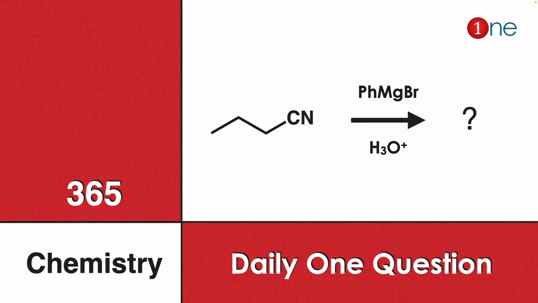Daily one question for you. Here alkyl cyanide is given. You are reacting with phenyl magnesium bromide, a Grignard reagent, and doing acid hydrolysis. You have to find what will be the final product.